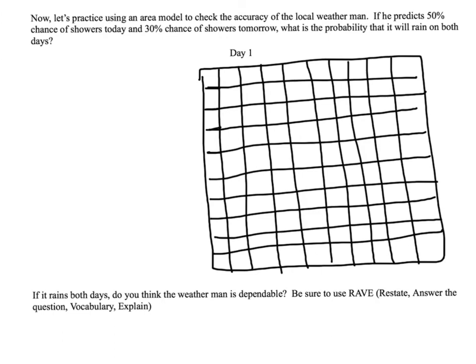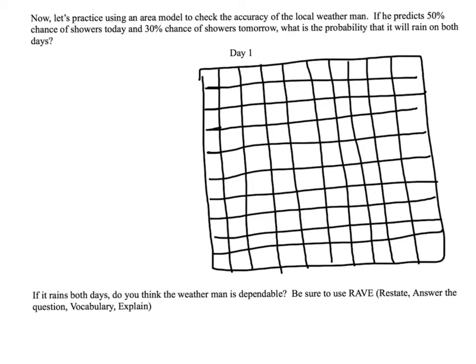Now let's look at our second one. It says, a weatherman is going to be checked for accuracy. If he predicts a 50% chance of showers today and a 30% chance tomorrow, what is the probability that it will rain on both days? So what I did first was I drew a 10 by 10 grid. So there are 100 squares here to represent 100%.